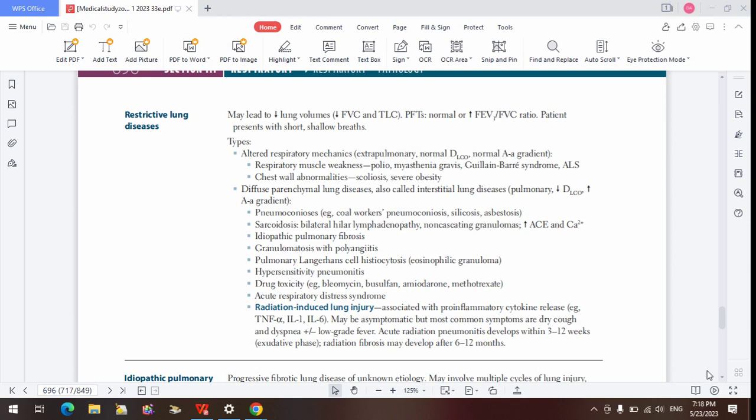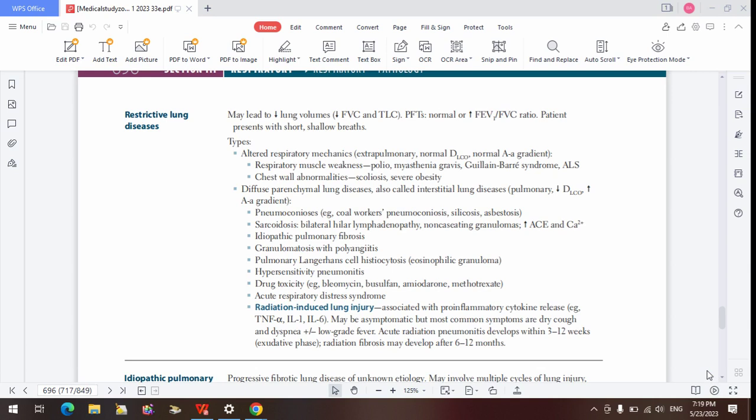Acute respiratory distress syndrome is also a cause of restrictive lung disease because it affects the lung parenchyma. Radiation induced lung injury is also something. People that are exposed to radiation, maybe for treatment of cancer, the radiation can generate free radicals. There's a release of inflammatory cytokines, particularly TNF alpha, interleukin 1 and 6. These cause damage to the endothelial cells. There's extravasation of fluid into the lung parenchyma. At the end of the day, there's edema.